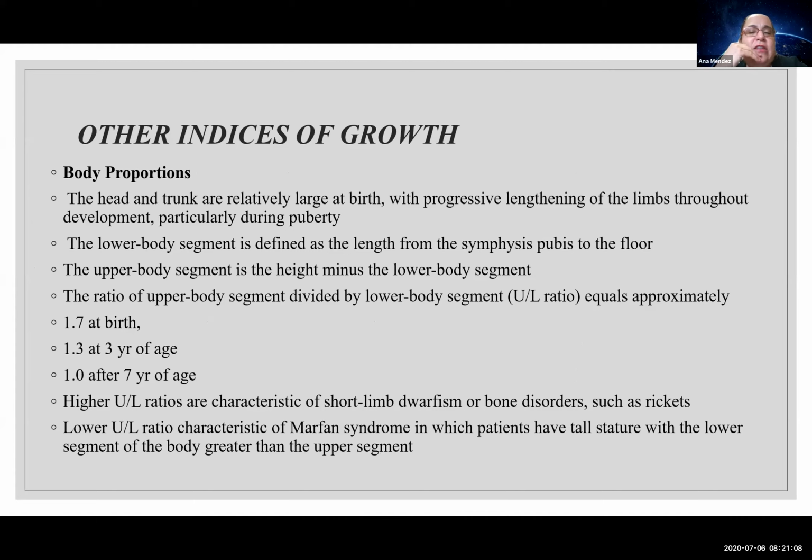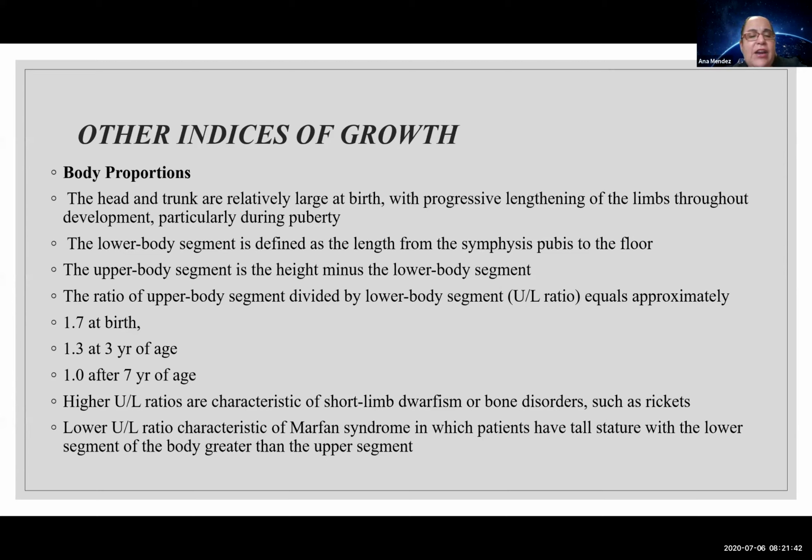There are other indices of growth that you should be familiar with. The head and trunk are relatively large at birth, with progressive lengthening of the limbs throughout development, particularly during puberty. The lower body segment is defined as the length from the symphysis pubis to the floor, and the upper body segment is the height minus the lower body segment. The ratio of the upper body segment divided by the lower body segment is approximately 1.7 at birth, 1.3 at 3 years of age, and 1 at 7 years of age.